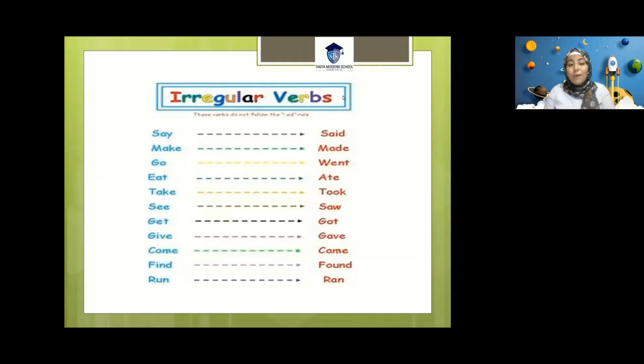But now we will speak about the irregular verbs. The irregular verbs like say, said, make, made, go, went, eat, ate, take, took, see, saw, get, got, give, gave, come, came, find, found, run, ran. Okay? So these are the irregular verbs of the past.